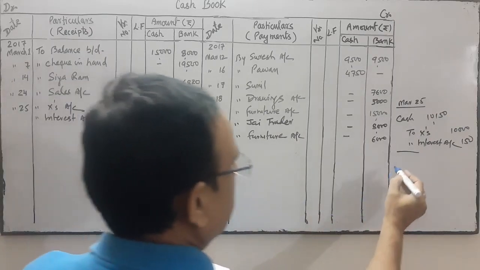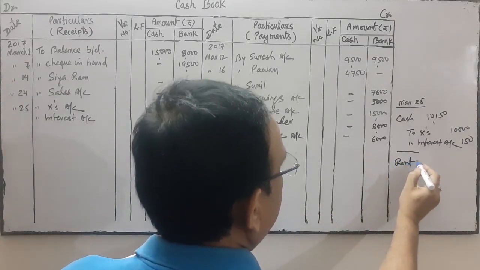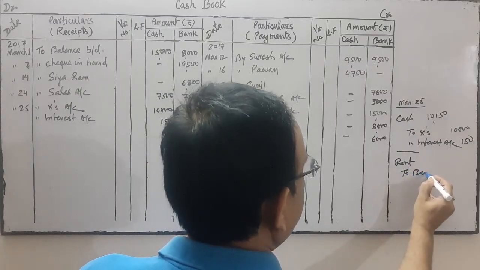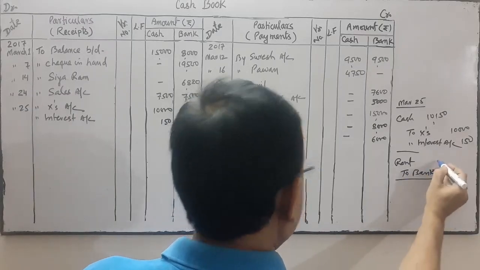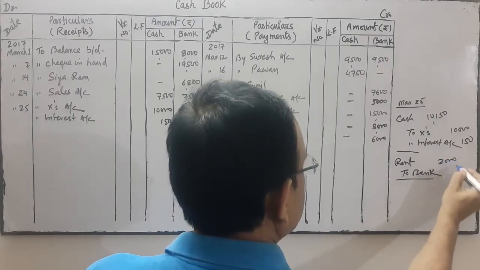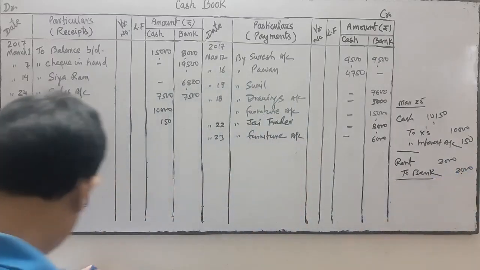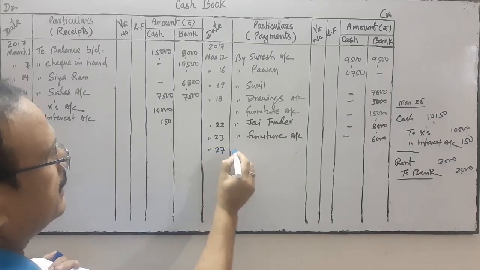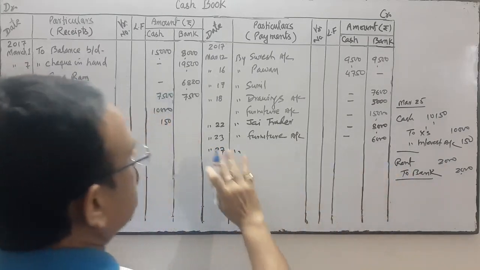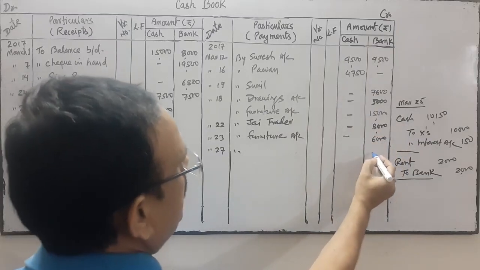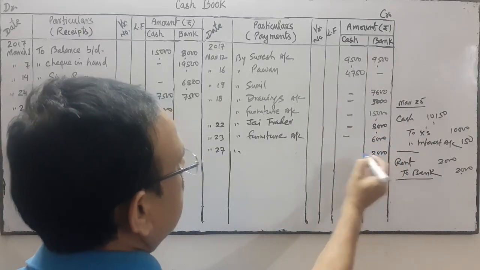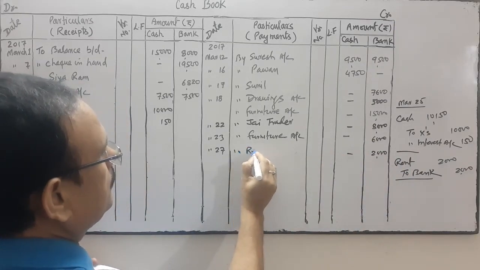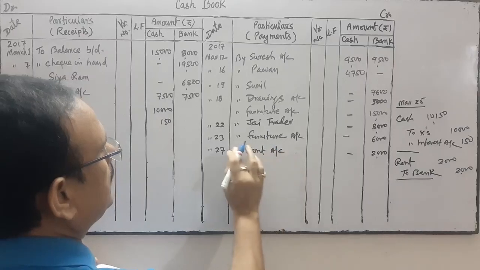Next is paid rent to landlord Rakesh by check. When we pay the rent to the landlord, we do not open the landlord account, we open the rent account. The payment is made by check, so to bank account. Rent account debit to bank account 2000. This is the entry of 27th. On 27th, bank is on credit. So on the credit side of the cash book, we will write the amount in the bank column 2000. What will we write opposite of bank? Rent account.